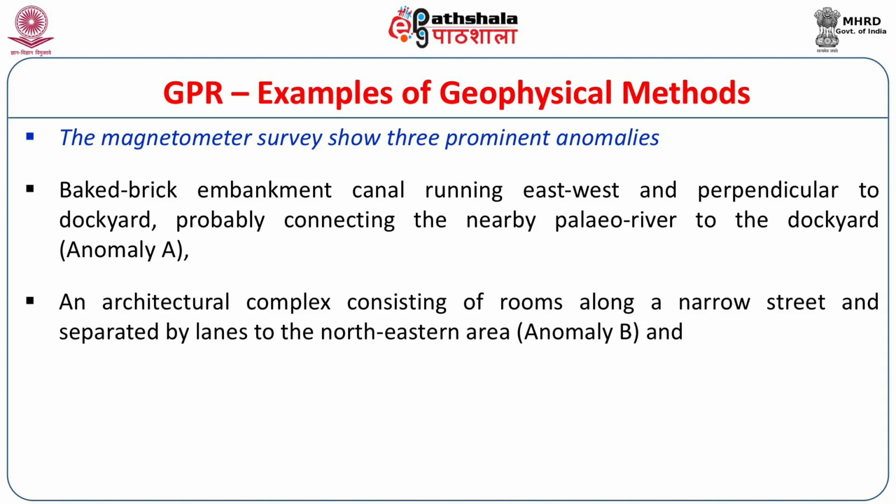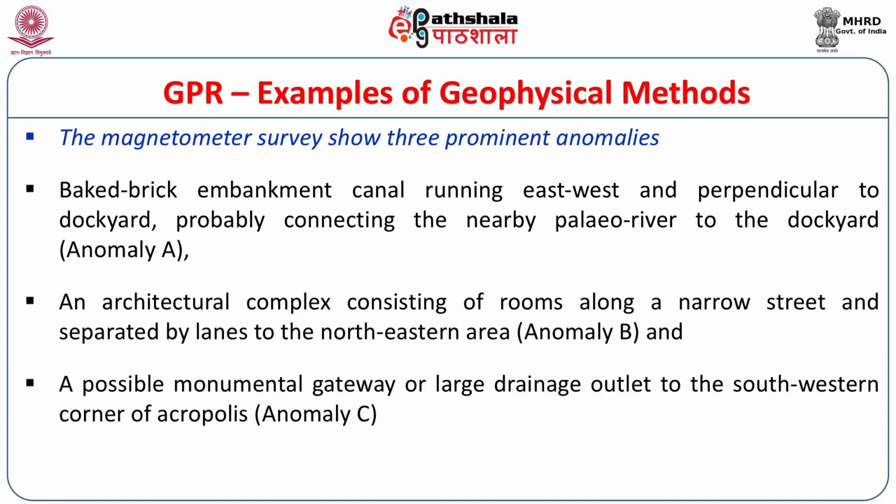So you see, even the layout of a small area of the habitation can also be understood, and a possible monumental gateway with a large drainage outlet to the southwest corner of the Acropolis. So these 3 anomalies have been measured using the magnetometer survey, and one of the investigators, Frenes, carried out test trenches in the areas of anomalies, which largely confirmed the findings. So this is how it works. We do a geophysical survey, then confirm it with excavations, because without excavation we may not understand whether it is actually there or not.